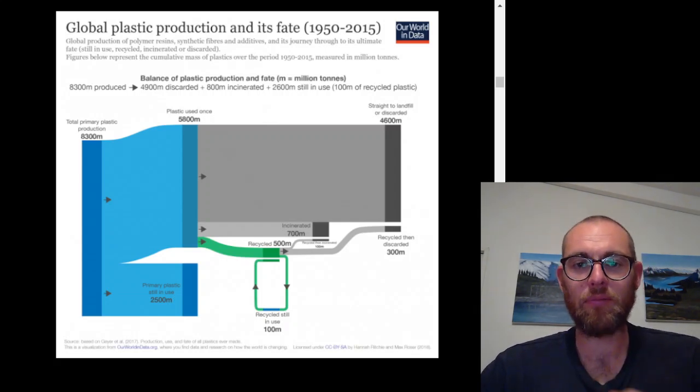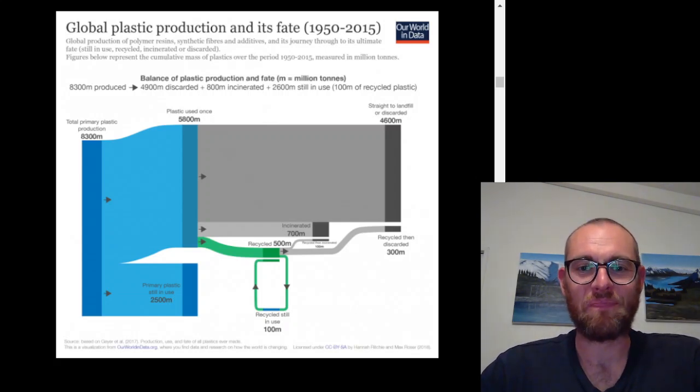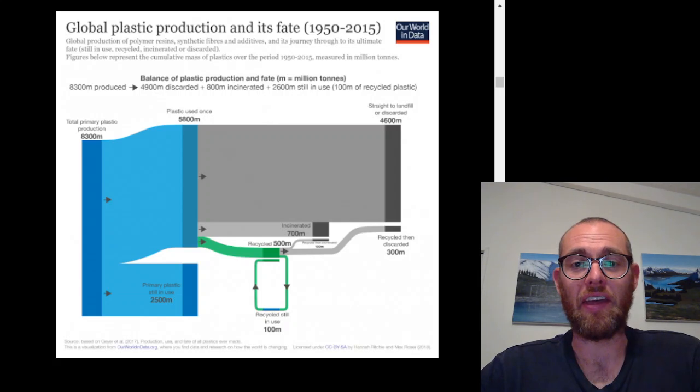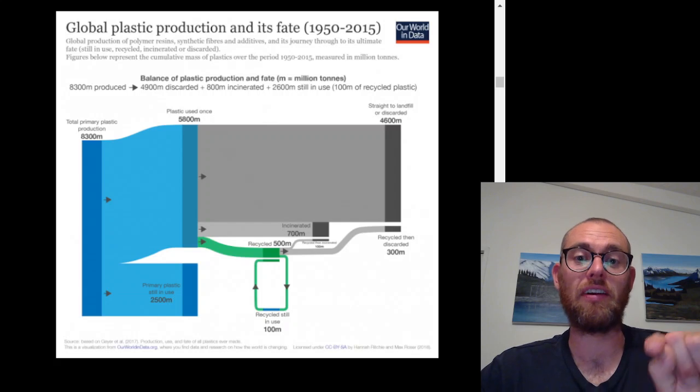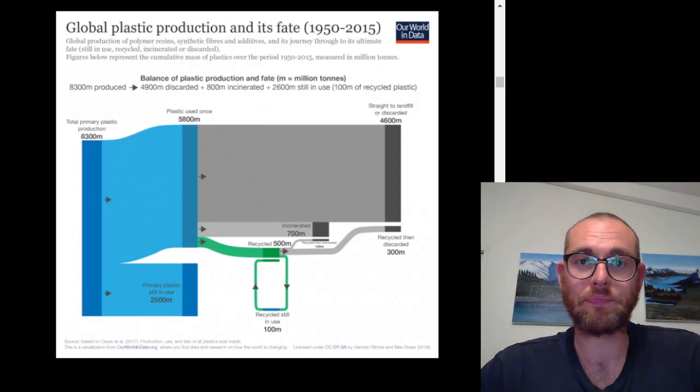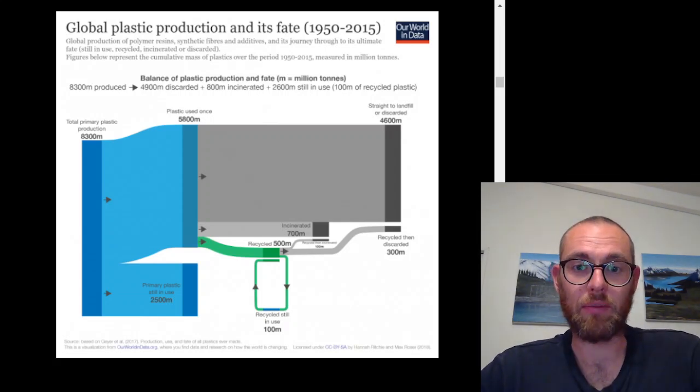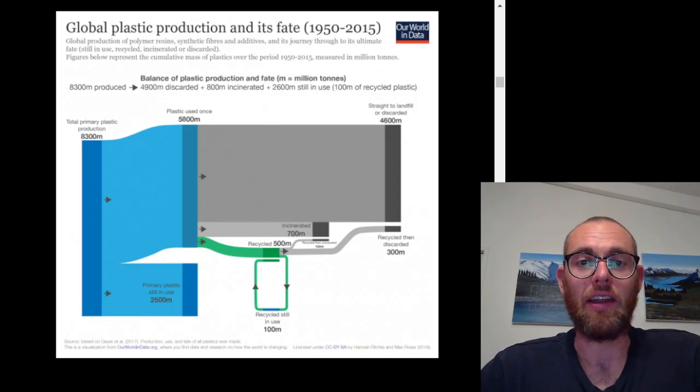But what we want to focus on here is that little bit that is in green. That's actually the plastic that has been recycled at least once. And then that little circle that is going down is what is still in circulation right now. So it has been either recycled again, some of it, or it's basically still in circulation after it's been recycled once.